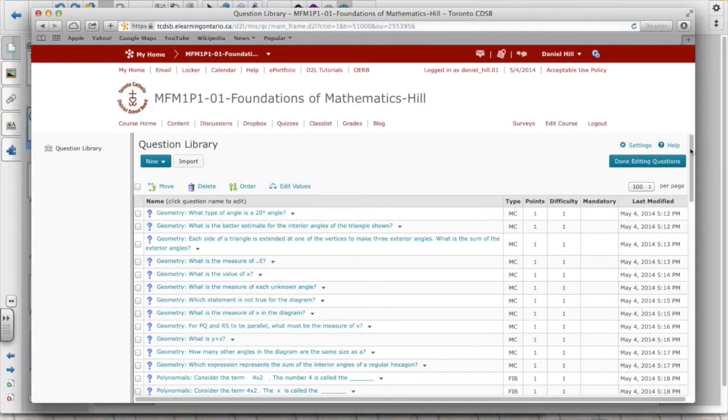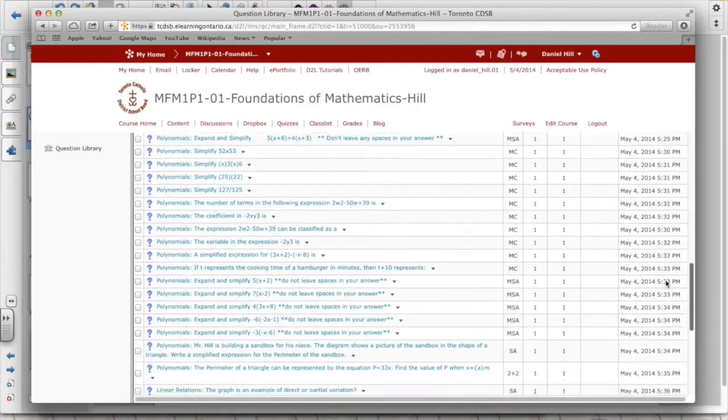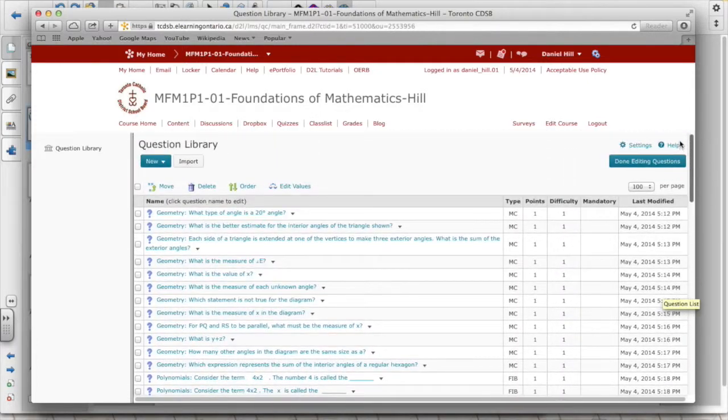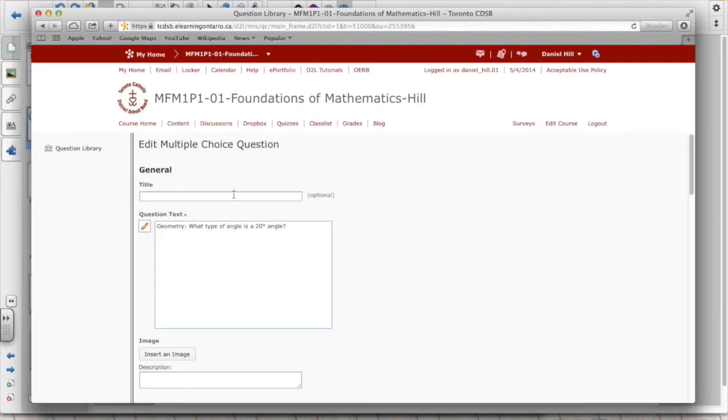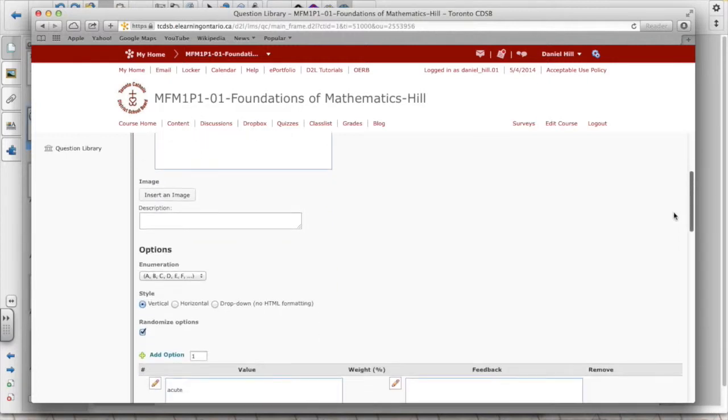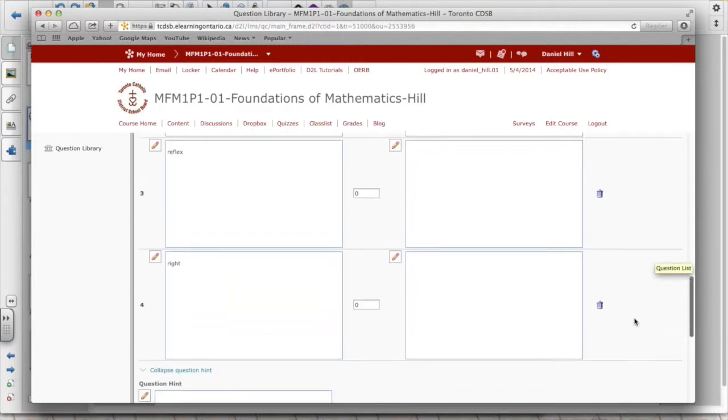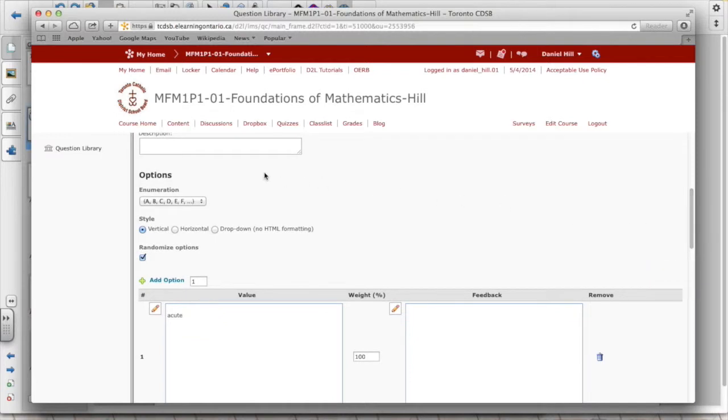If I head into my question library and look at a multiple choice question, you'll see that with this multiple choice question, they have four options. One way to give them multiple opportunities to complete this question is to click this randomize options box.